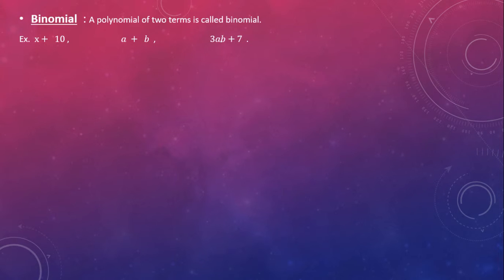The next, 3ab plus 7. Here 3ab and 7, these two are two terms of this polynomial, so it is an example of binomial.